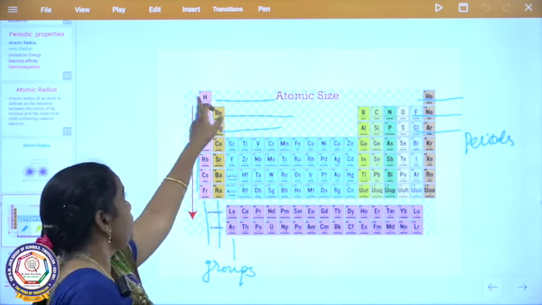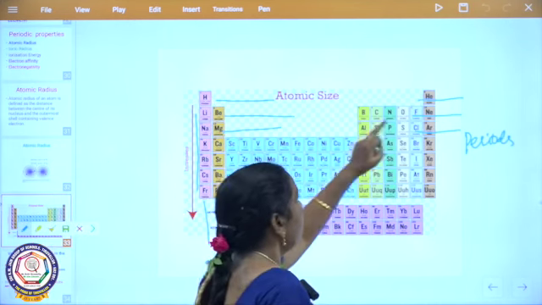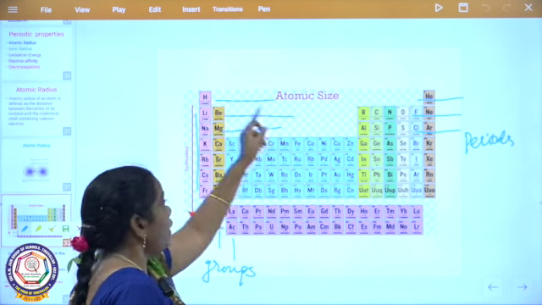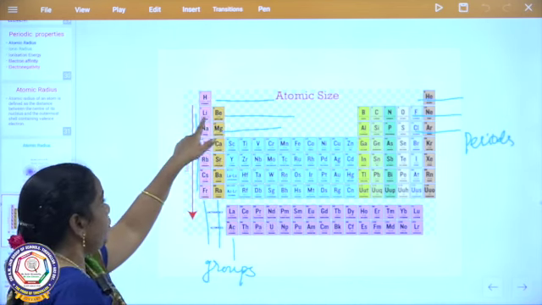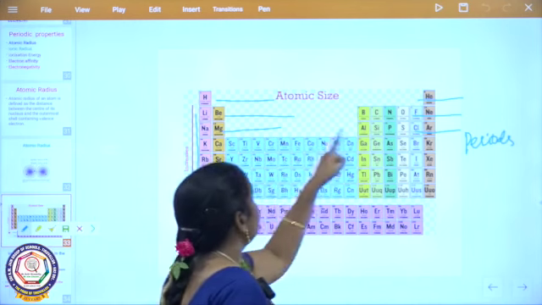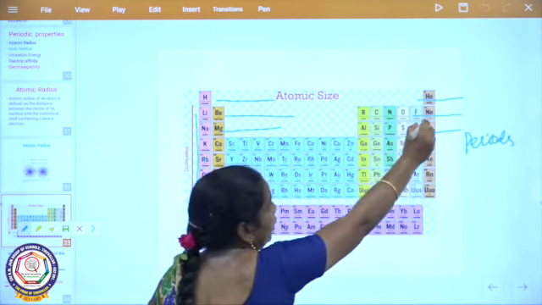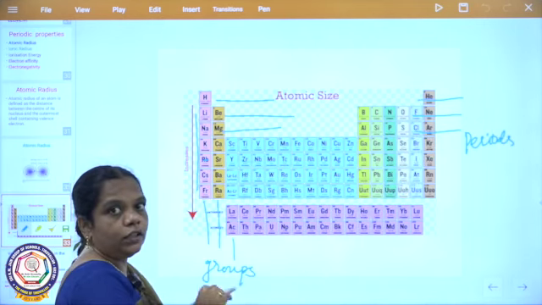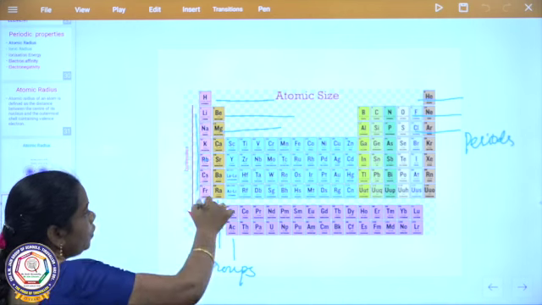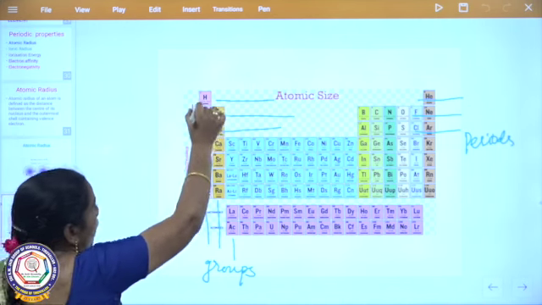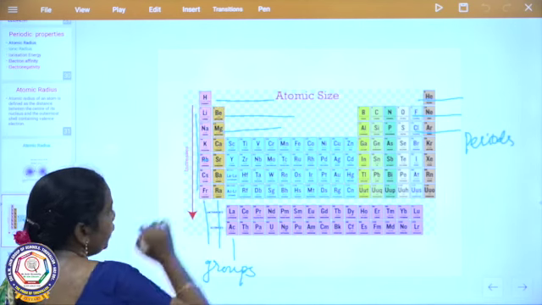You can see the first period contains only 2 atoms, hydrogen and helium. The atomic numbers are 1 and 2. If you come to the second period, lithium to neon, lithium has atomic number 3 and neon has 10. In the group, from top to bottom, hydrogen to francium, the atomic number goes from 1 to 87.